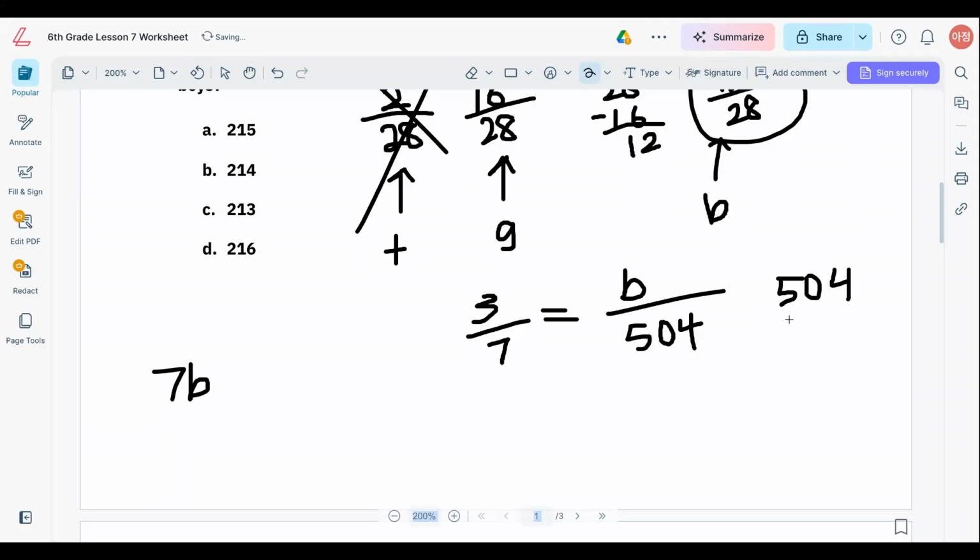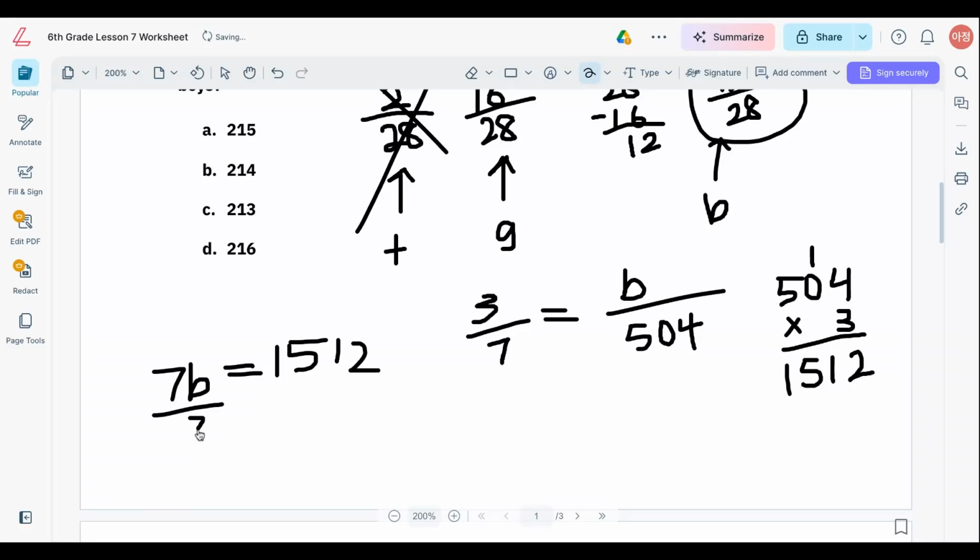4 times 3 is 12. Carry the 1. It's 15. So that's 1,512. Let me see. Yep. So 7b equals 1,512. But to get b by itself, since that's what we're looking for, we have to divide by 7 on both sides.